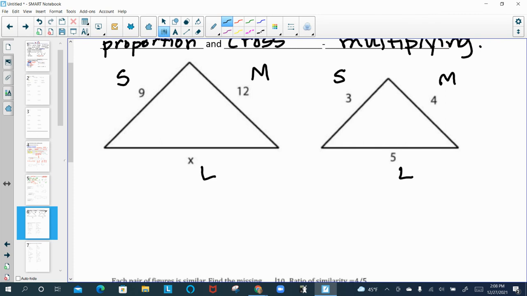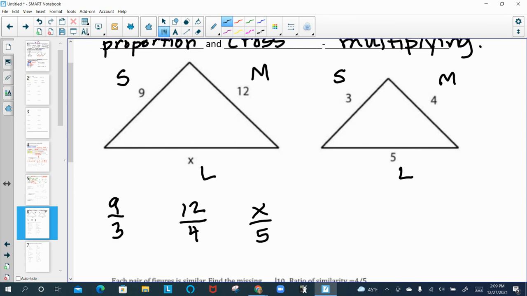So I'm going to write all of the ratios. I'm going to do the ratio for the small, which is going to be 9 to 3. I'm going to write down the medium, which is 12 to 4. And then here's my large, my X to 5. And I'm going to use this information to help me solve for X. Solving for X is the same thing as finding a missing side because this X is a missing side.